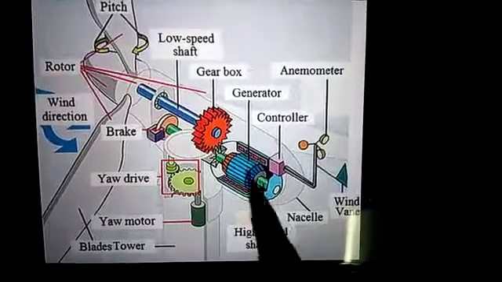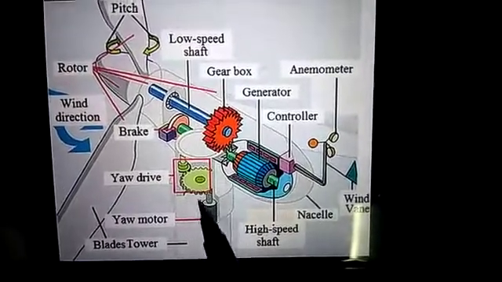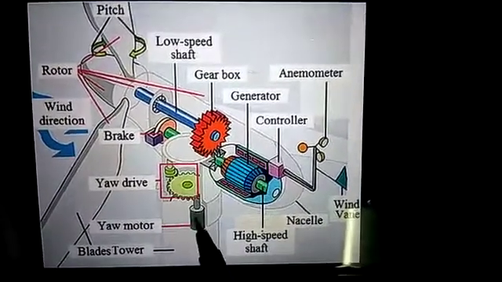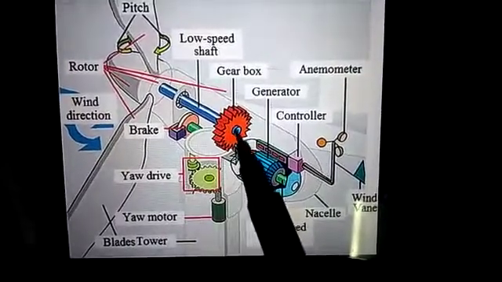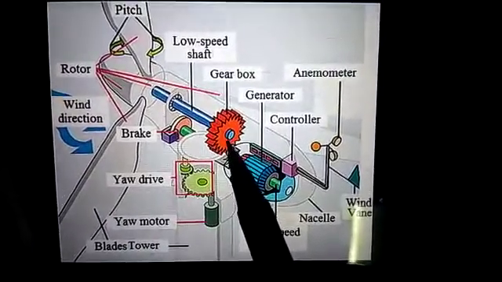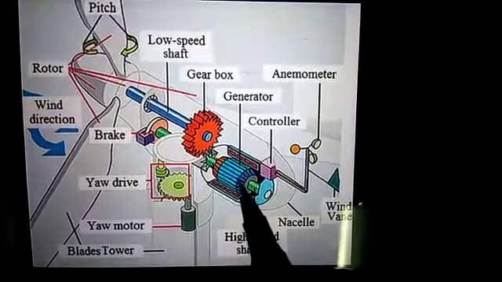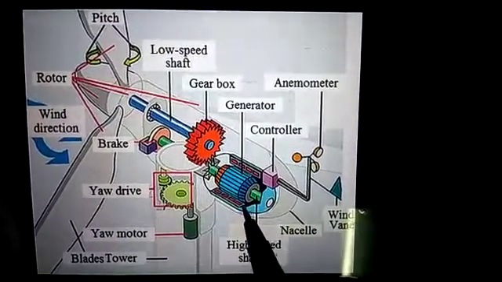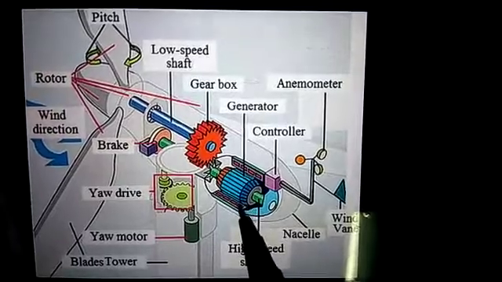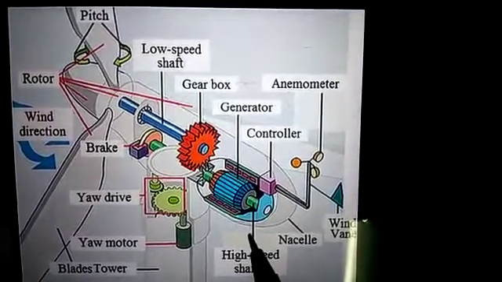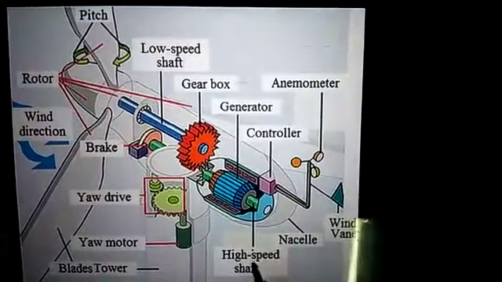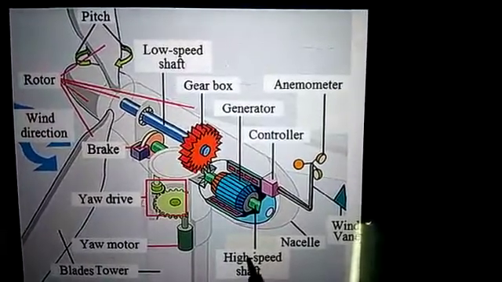The high speed shaft is connected to the air motor. When this motor is on, the power will be generated from this gearbox. The gearbox increases the speed, then the generator rotates at that speed and converts it to electrical energy. This is the main working inside the wind turbine.